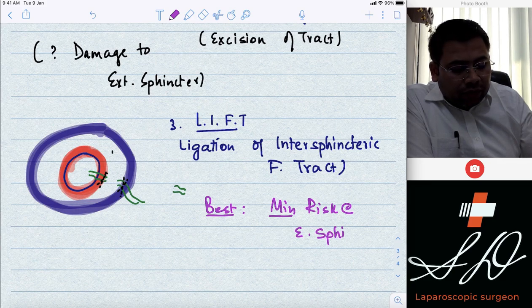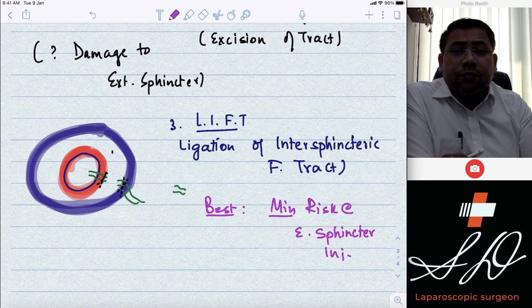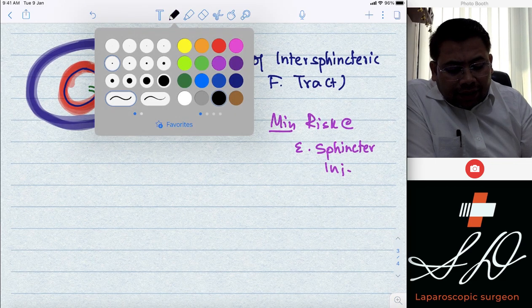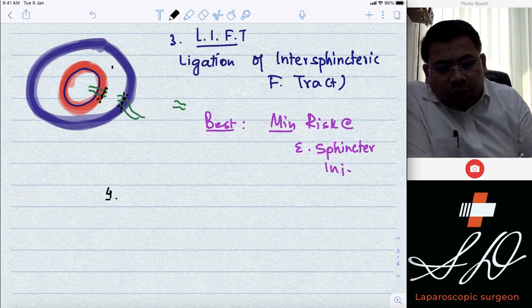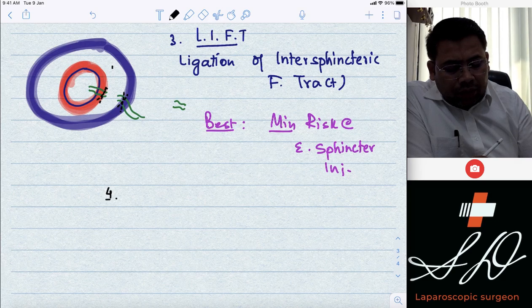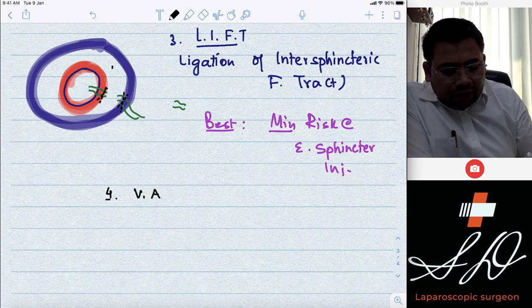So minimum risk of external sphincter injury is seen here. This is the beauty of this procedure. Next, the last is, yes, there is one surgery which is known as VAAFT.